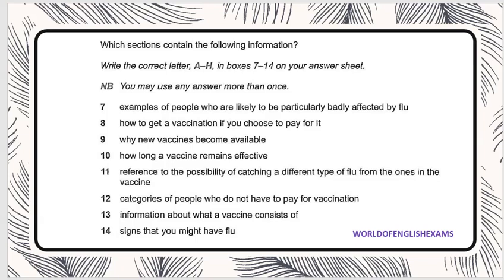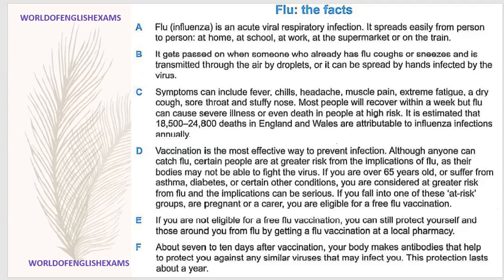Okay, now having understood this, as you could see, it doesn't take more than 2 to 3 minutes roughly to analyze. But now when we have a look at the passage, we will see how easy it is to get the answers. Okay, so now the title is Flu the Facts. Let's read paragraph A. Flu or influenza is an acute viral respiratory infection. Okay, it spreads easily from person to person at home, at school, at work, at the supermarket, or on the train. So this paragraph is talking about how the flu or influenza virus is spreading.